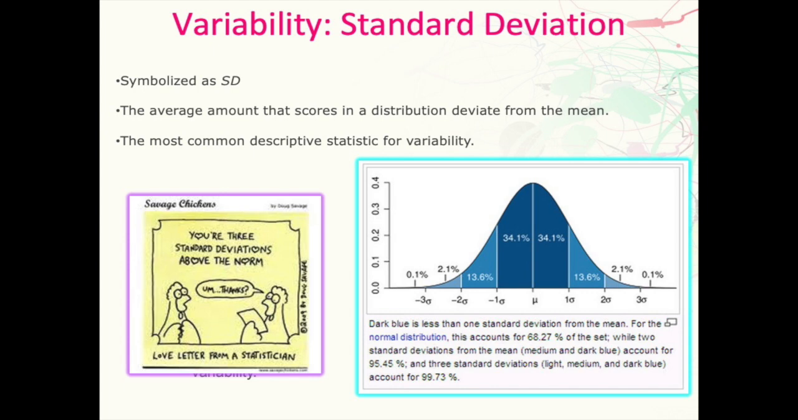Whereas the next measure of variability that we're going to discuss, standard deviation, is the most useful measure of variability. Standard deviation is the most useful and most used measure of variability, and that is analogous to the way that the mean is the most used measure of central tendency. At any rate, the standard deviation is symbolized as SD, and it is a measure of variability that tells us the average amount that scores in a distribution deviate from the mean. Like I said, it's the most common descriptive statistic for variability.